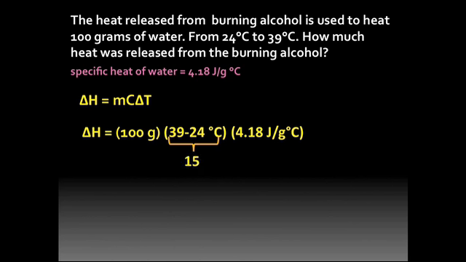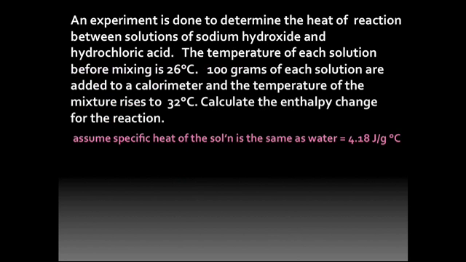Then I can just multiply this out. So 100 times 15 times 4.18, and I get 6,270 joules. Or if I want to change it to kilojoules, it's 6.27. It's negative because it's releasing the heat. Okay, and all my units are going to cancel out. My grams cancel out there, my degrees Celsius cancel out there, and so that's what gives me joules at the end. Let's look at another one.